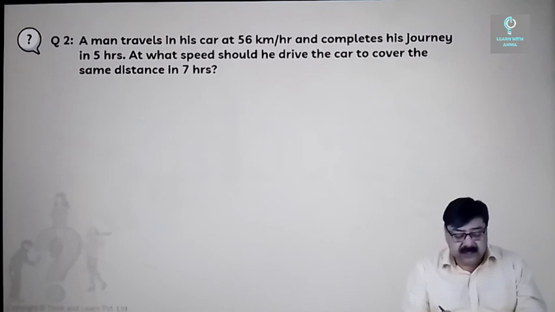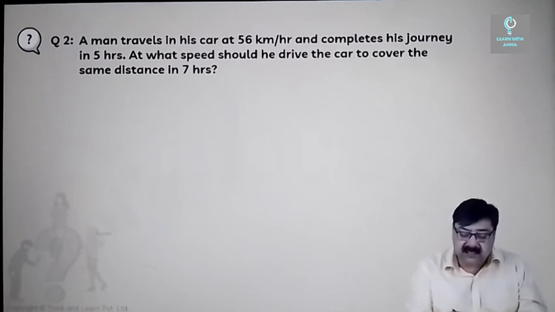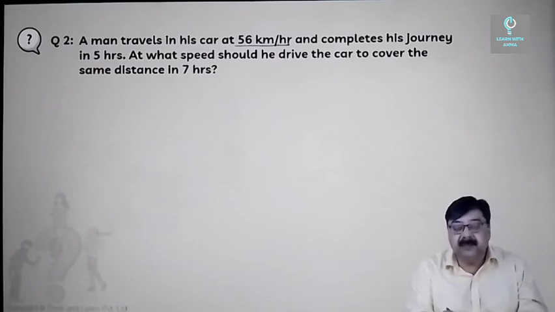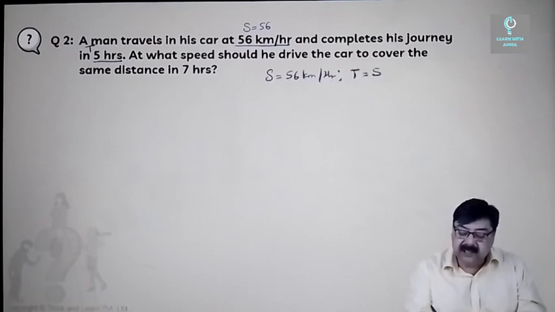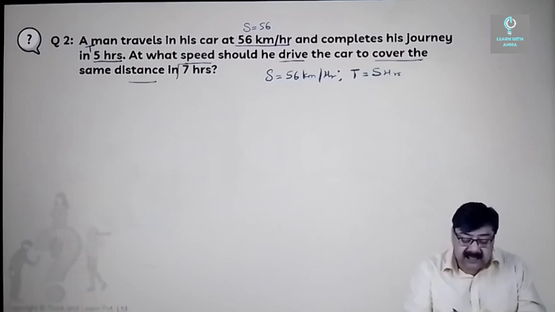Now kindly look at the next question here. A man travels in his car at 56 kilometer per hour. Now speed is given to you as 56 kilometer per hour and completes his journey in 5 hours. So time period is also mentioned here. So speed is 56 kilometers per hour. Time period mentioned is 5 hours. At what speed should he drive the car to cover the same distance in 7 hours?